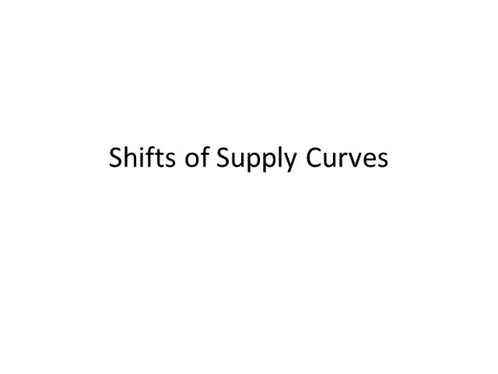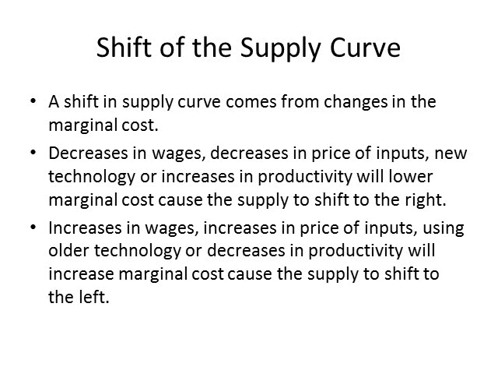Let's take a few minutes to look at how shifts happen in the supply curve. A shift in the supply curve comes from changes in the marginal cost. Decreases in wages, decreases in the price of inputs, new technology, or increases in productivity will lower marginal cost and cause the supply curve to shift to the right. Increases in wages, increases in the price of other inputs, using older technology, or decreases in productivity will cause marginal costs to increase and the supply curve to shift to the left.